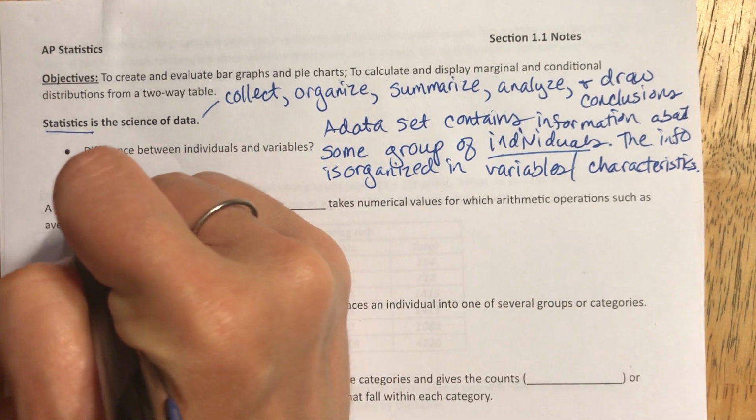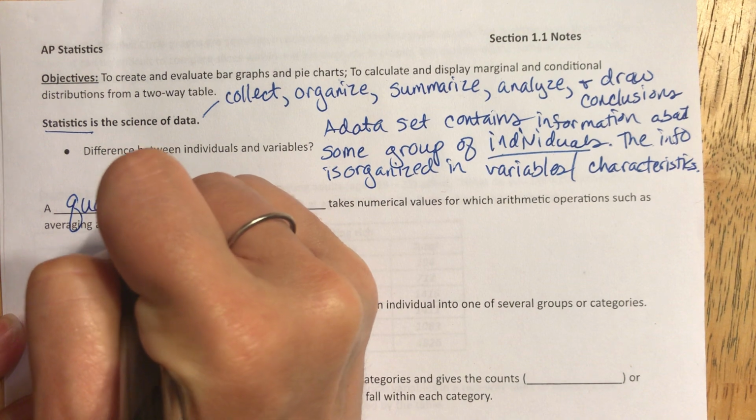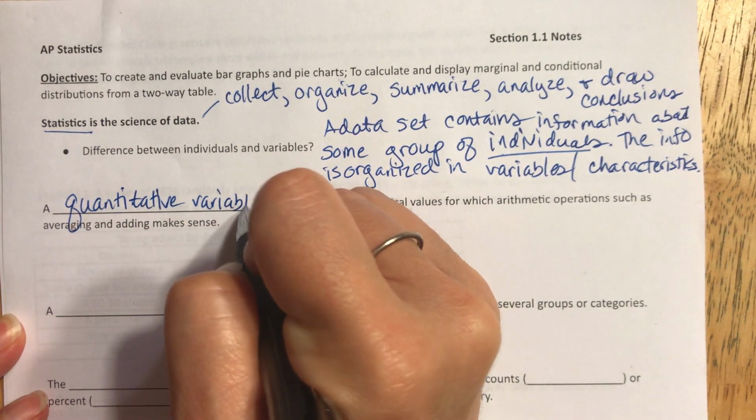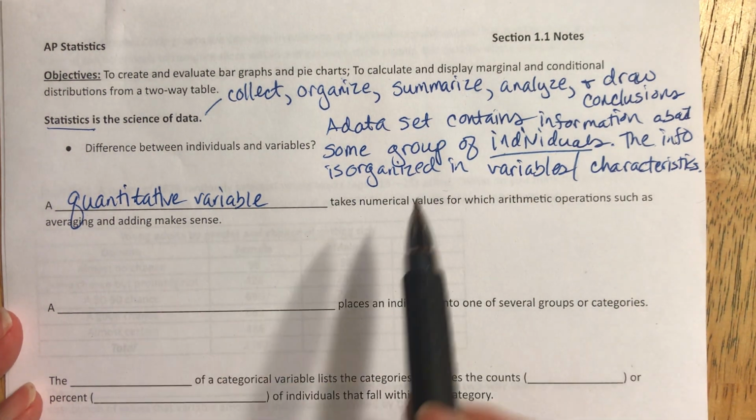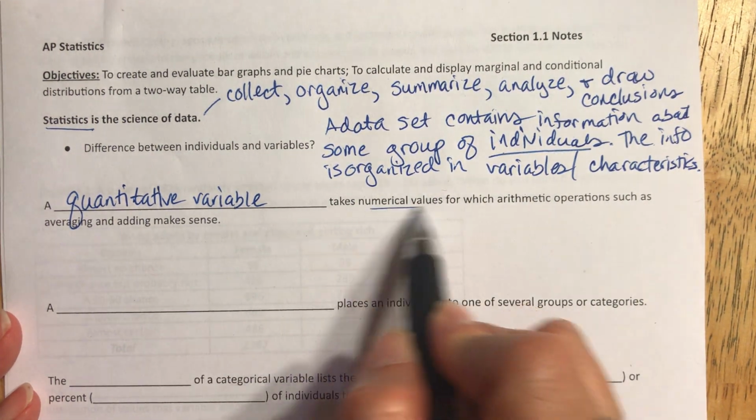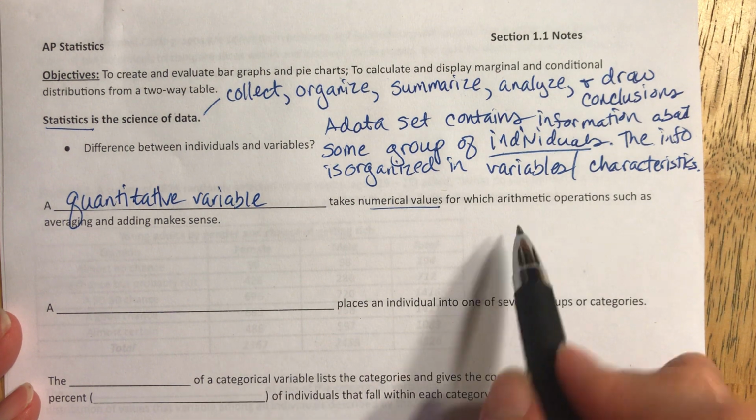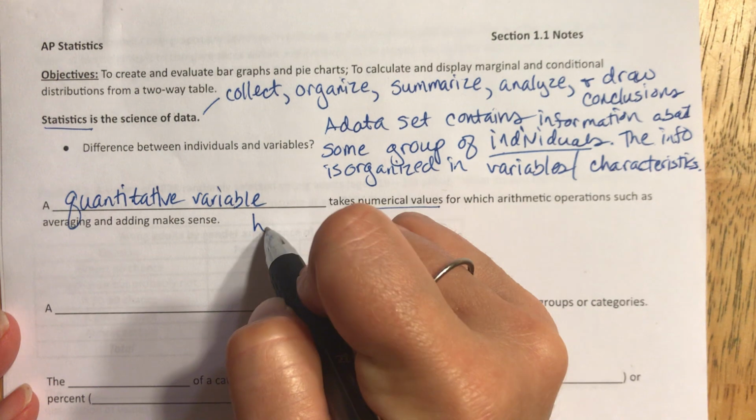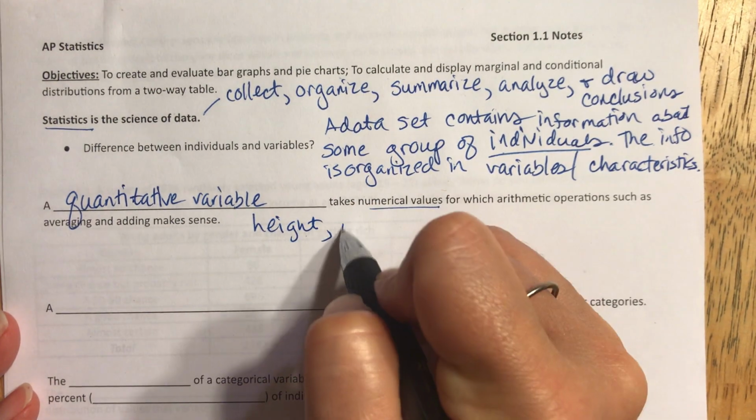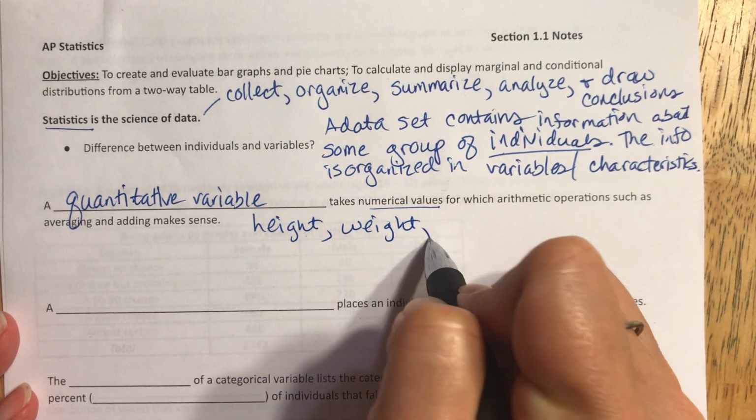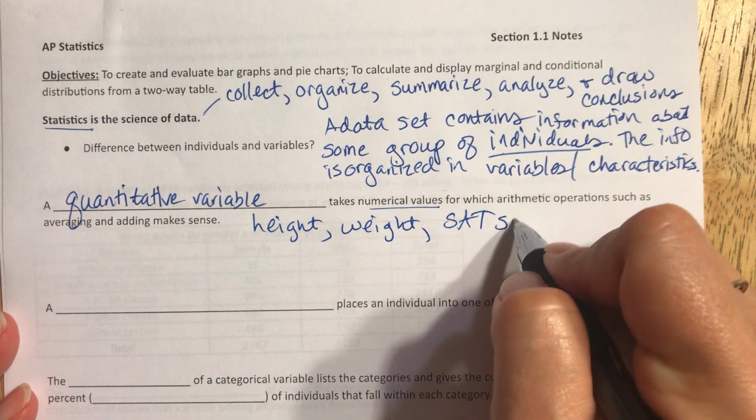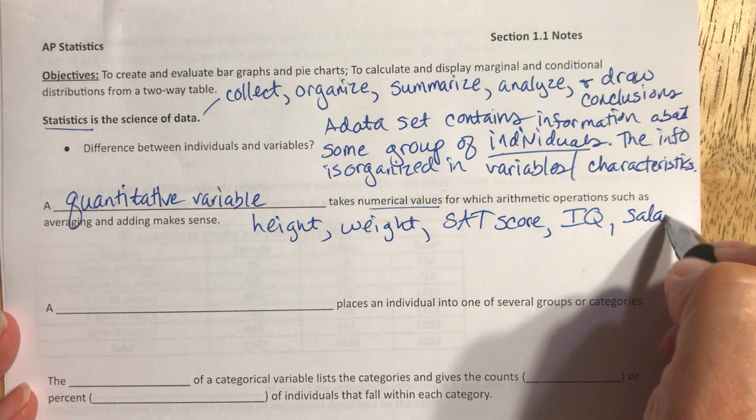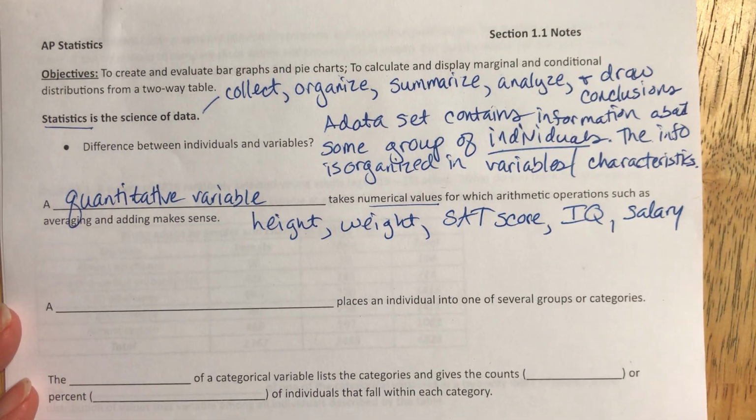The first is a quantitative variable. Okay, a quantitative variable takes numerical values for which arithmetic operations such as averaging and adding makes sense. So you'd have height, weight, SAT score, IQ, salary, any of those would be good, all right?